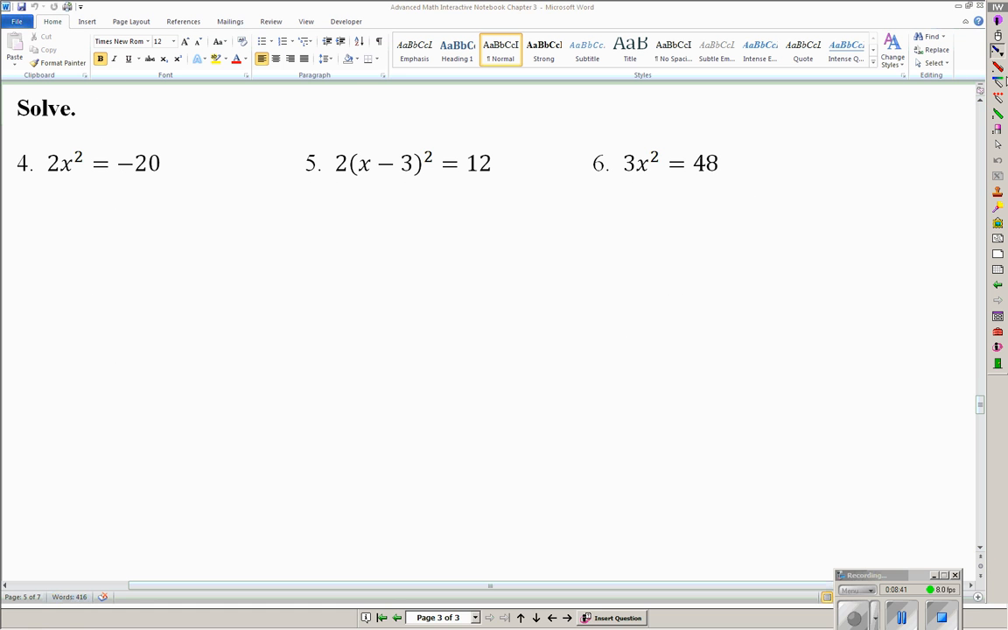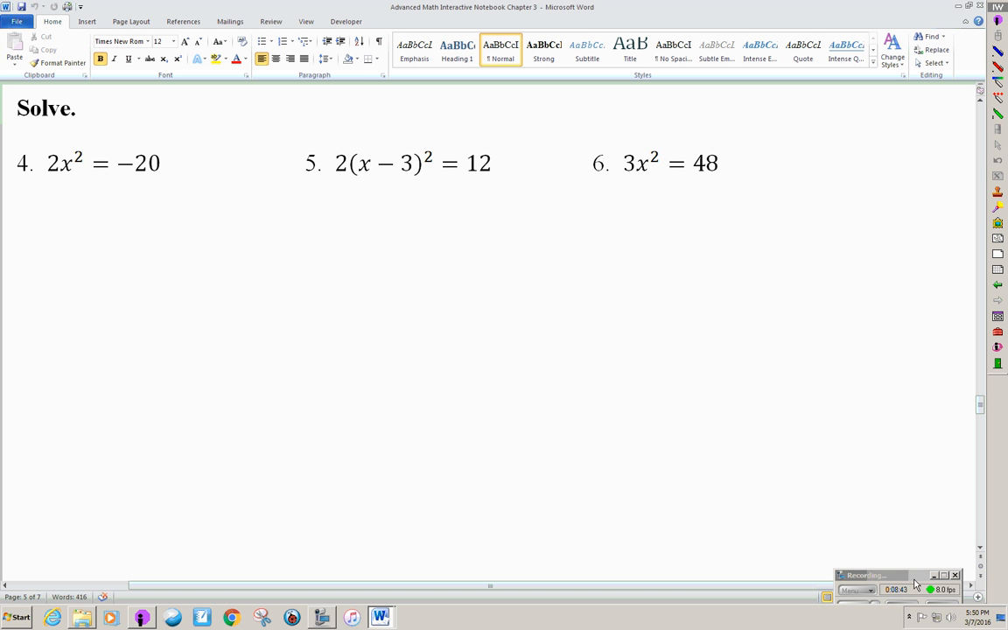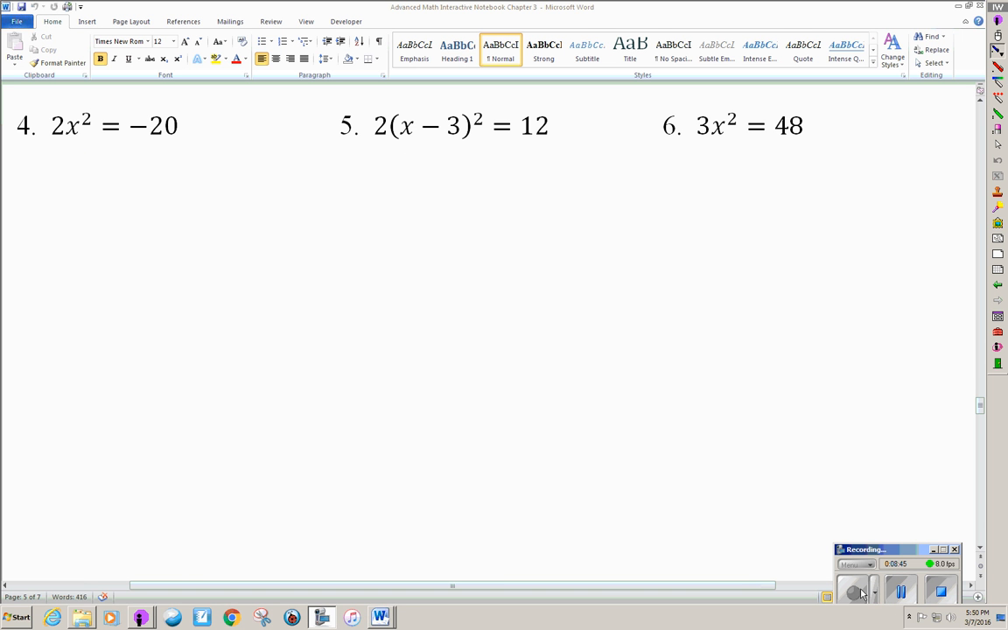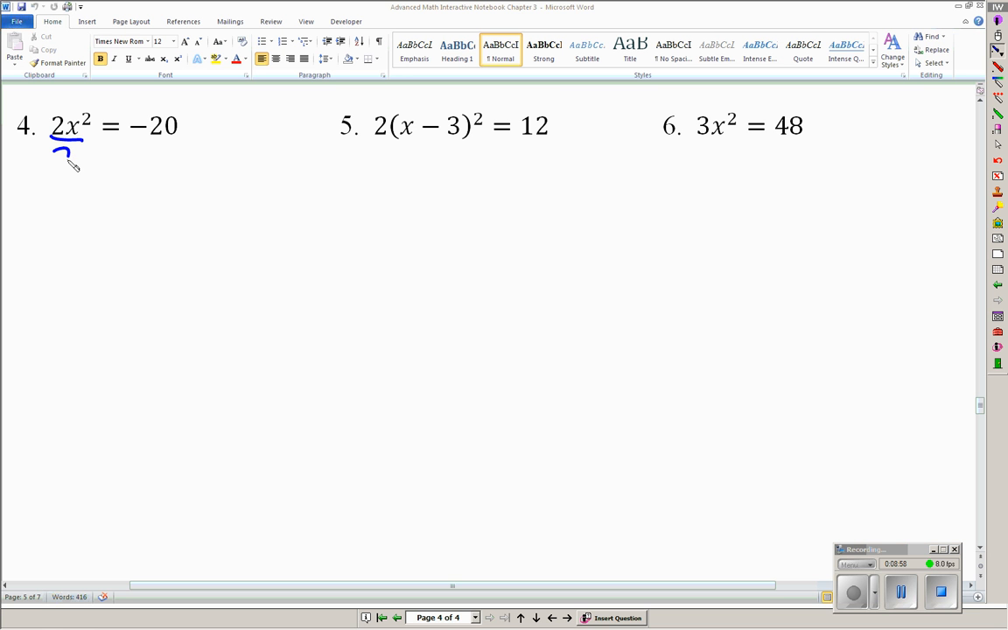So, 2x squared equals negative 20. Since I just have an x squared and no x's here, I could get the x squared by itself and then square root both sides. So let's do that. Let's get the x squared by itself and divide both sides by 2, and x squared equals negative 10.